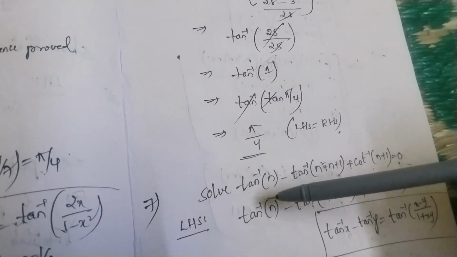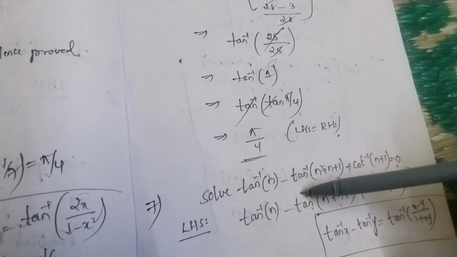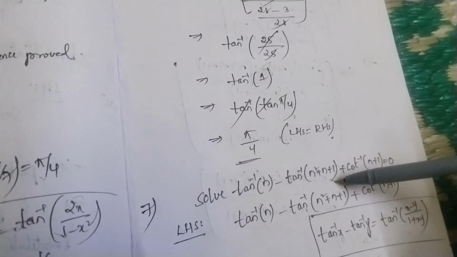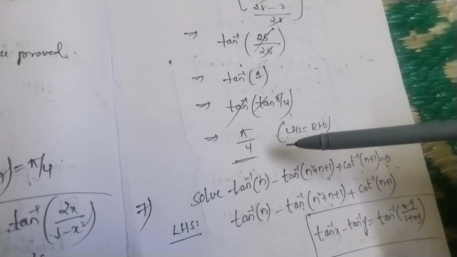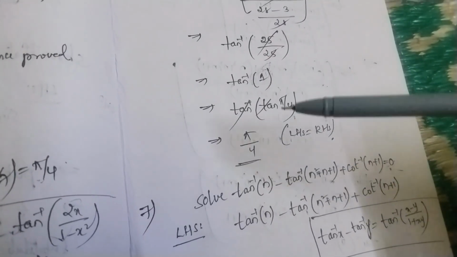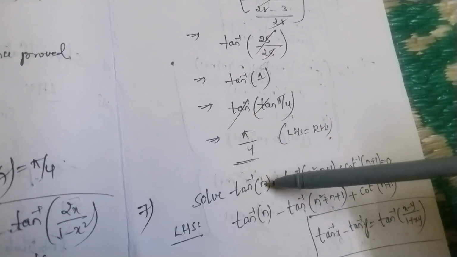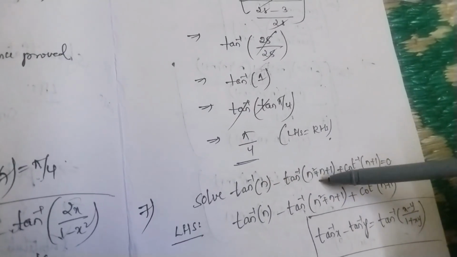The next question is, solve tan inverse n minus tan inverse of n square plus n plus 1 plus cot inverse of n plus 1 is equal to 0. So previously we have solved it by using numerical values, that is numbers, but here it is given in terms of variables, so don't get confused.